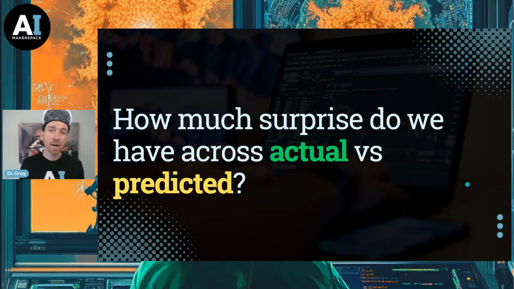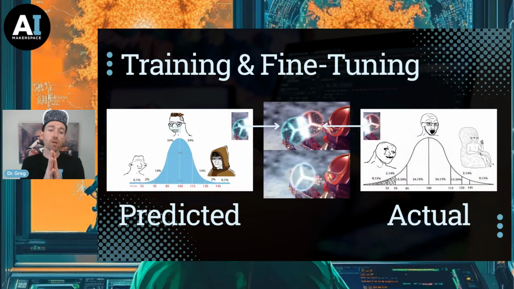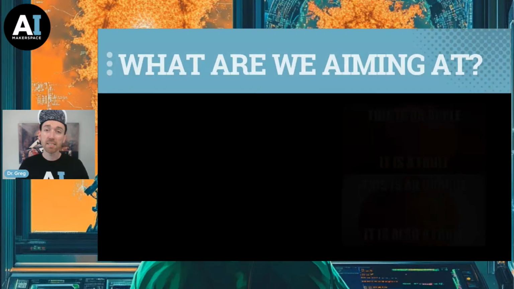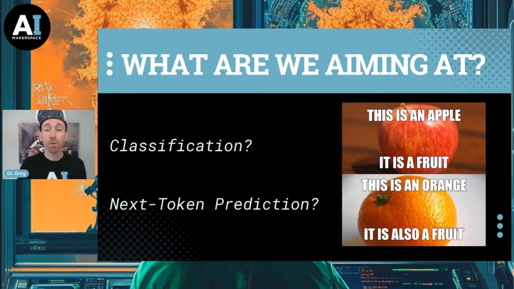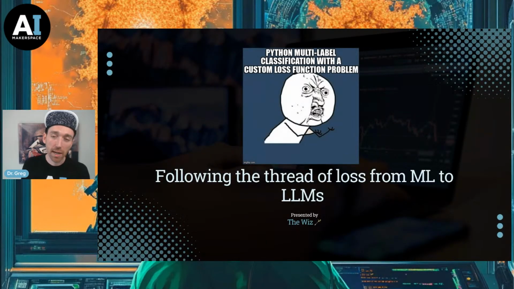We want to minimize the surprise by looking across distributions and assessing how different they are and actually bringing them closer together. So whether we're doing a simple classification or next token prediction, we're doing the same thing. And we can get a look at that by looking directly into the code as we take our first stab at following the thread of loss, this time from machine learning to LLMs. Wiz, over to you.